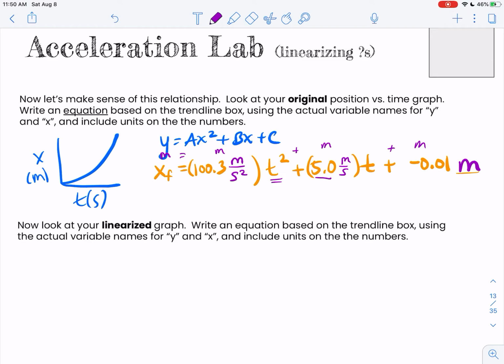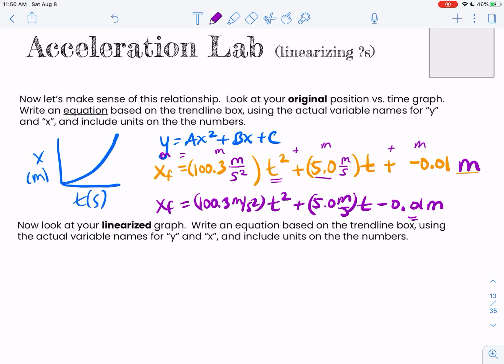All right, so this is what my whole graph is going to look like for this one. X final equals 100.3 meters per second squared times time squared plus 5 meters per second t. Whoops, because I could just put minus 0.01 meters. Which is very close to 0, so that should give you a little hint as to what that's going to be.